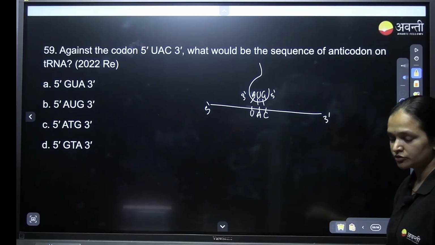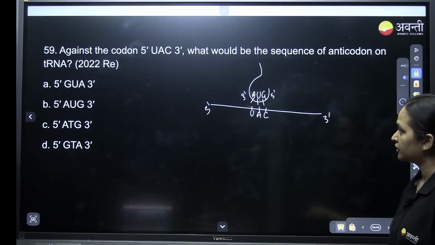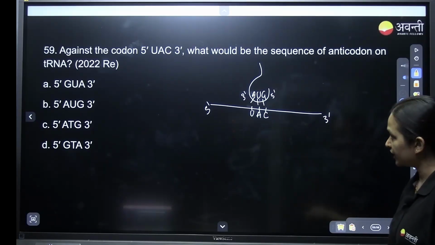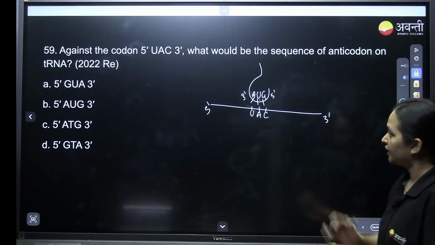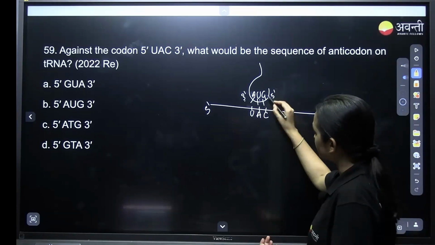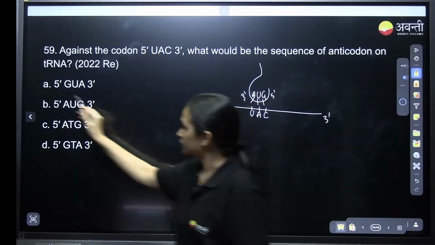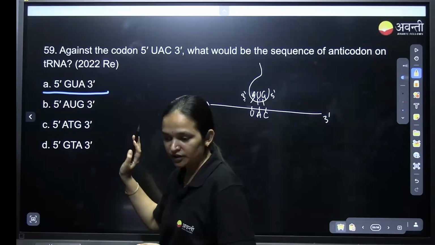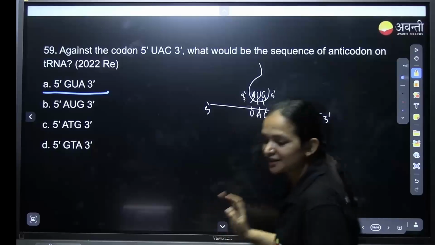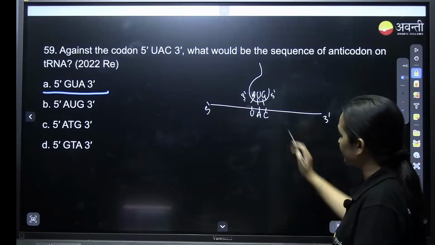Which option? Option A, that is GUA. 5' to 3', from here GUA. Very good. This was such a good question, and you got the answer correctly.